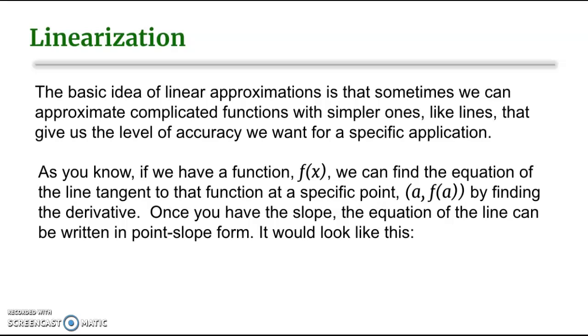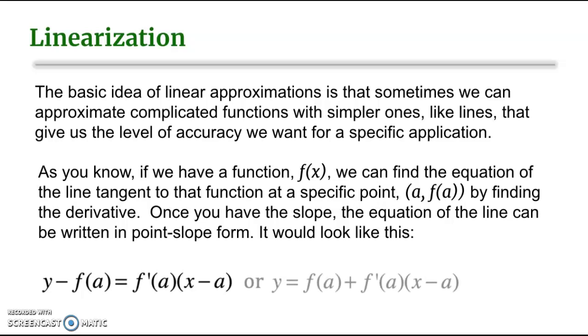As you know, if we have a function f of x, we can find the equation of the line tangent to that function at a specific point, for example, a, f of a, by finding the derivative. Once you have the slope, the equation of the line can be written in point-slope form. It would look like this: y minus f of a equals f prime of a times x minus a. And if you reorganize by adding f of a to both sides, you'll get y equals f of a plus f prime of a times x minus a.